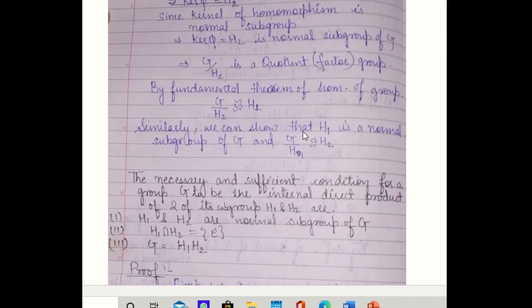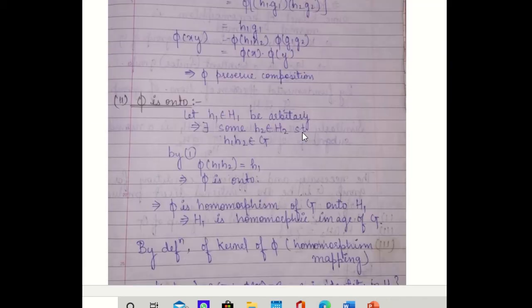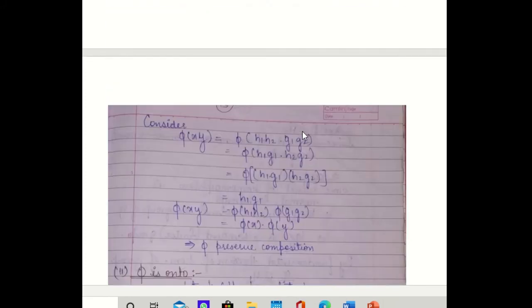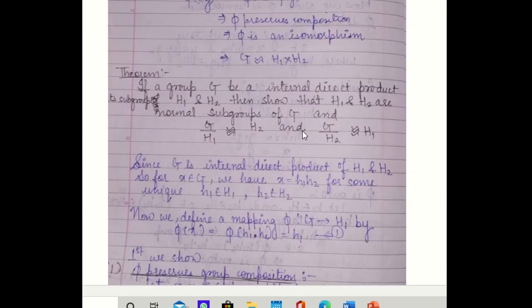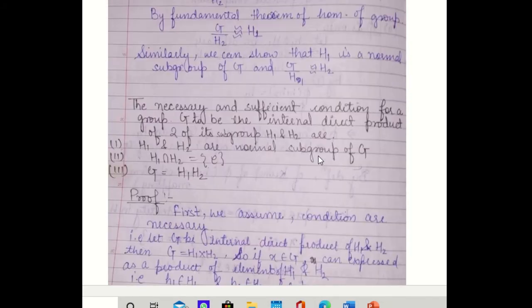So that is the first theorem that I have proved: if G is an internal product of two of its subgroups H1 and H2, then H1 and H2 are normal subgroups. Furthermore, we have the factor group G upon H1 is isomorphic to H2, and factor group G by H2 is isomorphic to H1.